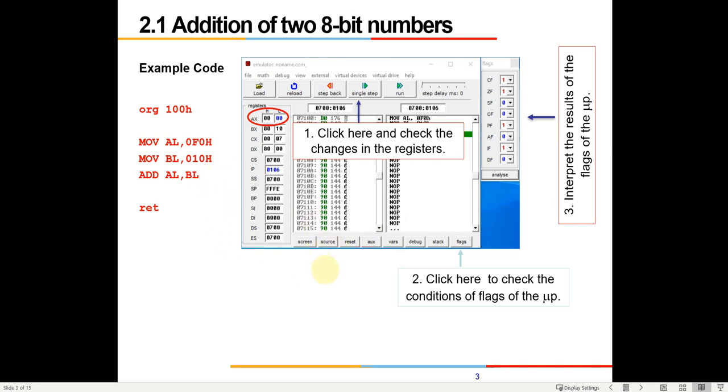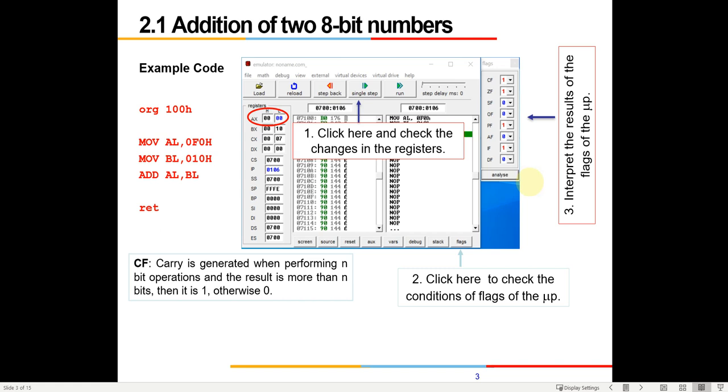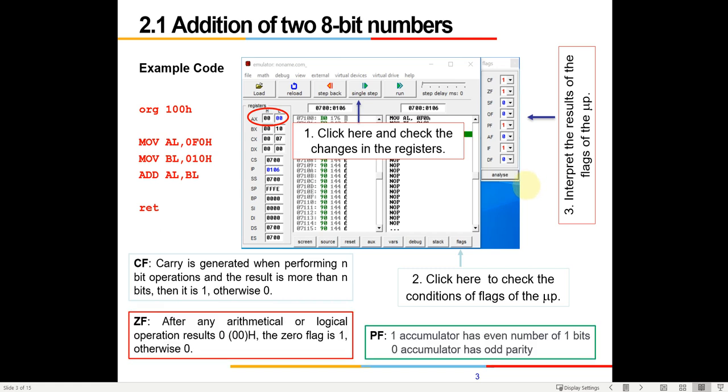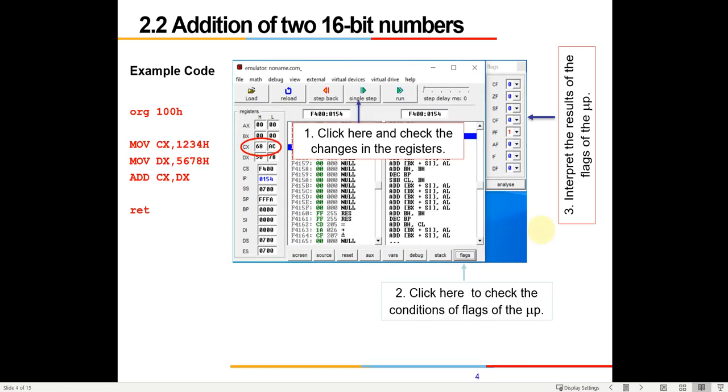Then you need to discuss it out and try to understand where the problem is, right? And also you need to verify various flags. This is the thing you have to do. Okay, so carry flag, zero flag, right? These things you need to verify.